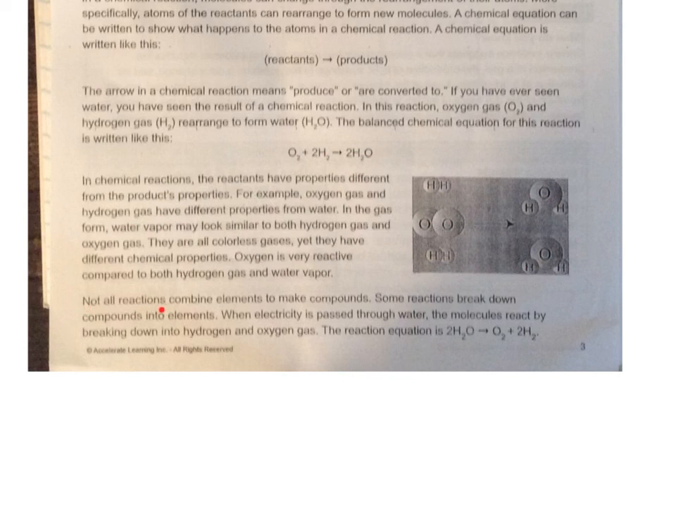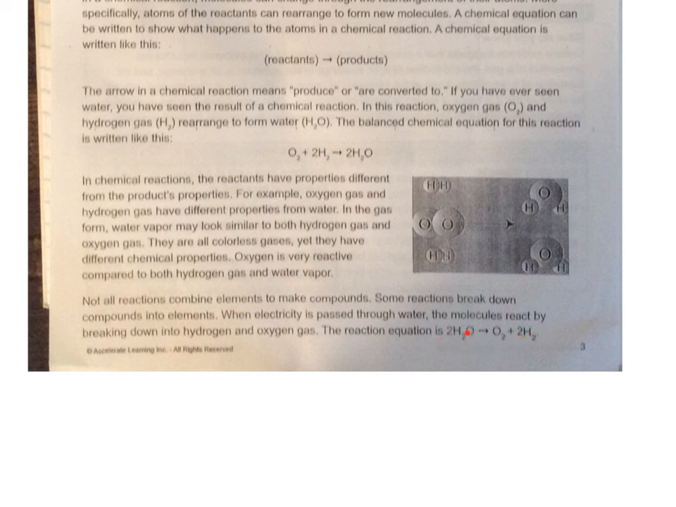So not all reactions combine elements to make compounds. Some reactions break down compounds into elements. When electricity is passed through water, the molecules react by breaking down into hydrogen and oxygen gas. The reaction equation is, here's the reactant, here's the products.